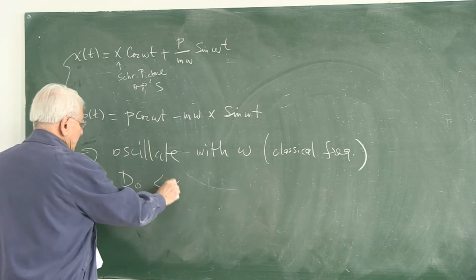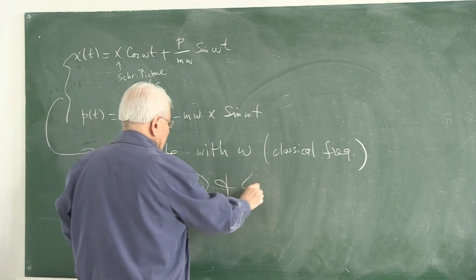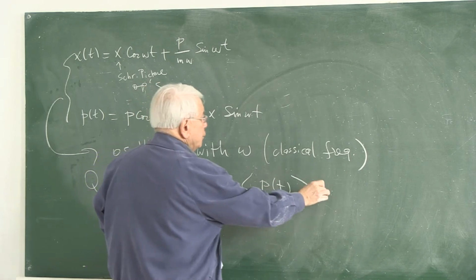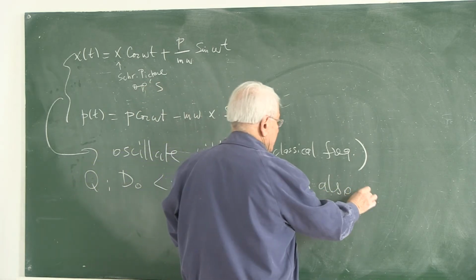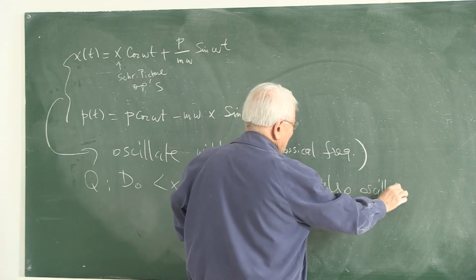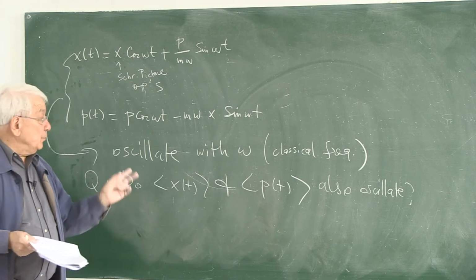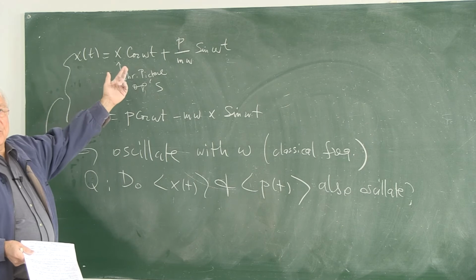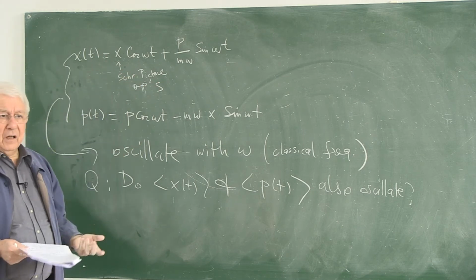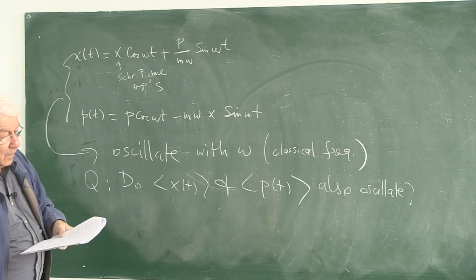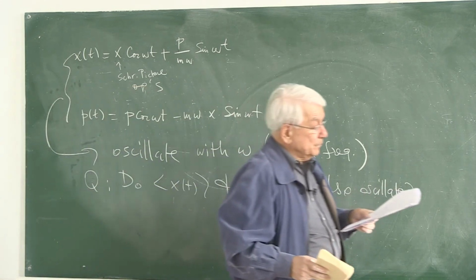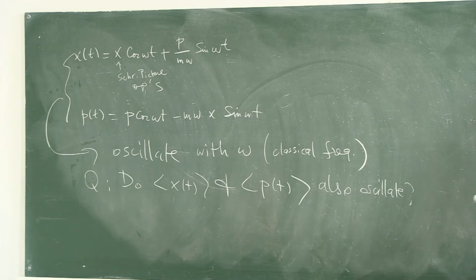Do the expectation values of x of t and p of t also oscillate with classical frequency? With the same frequency, I'm not writing it. Is that valid for those expectation values? It is clear from the explicit expressions that the operators directly oscillate. Let's check. It sounds like a difficult question, but it's not, but an important question. Let's check it.